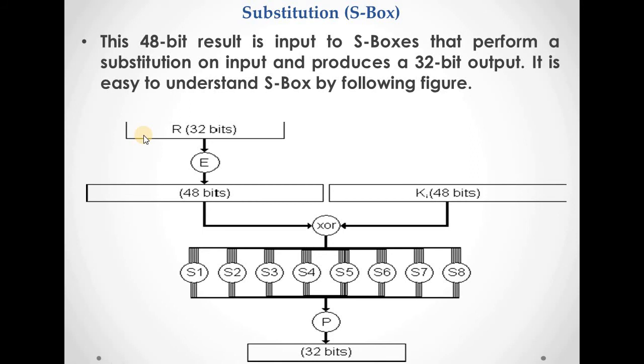Now substitution S box. This 48-bit result is input to the S boxes that perform a substitution on the input and produce a 32-bit output. So it is easy to understand the S box, right? The 48 bits are taken as input and XORed with the 48 bits of Ki, after that it is divided, and finally the computation we get is of 32 bits. The input was 32 bits, the output will also be 32 bits.